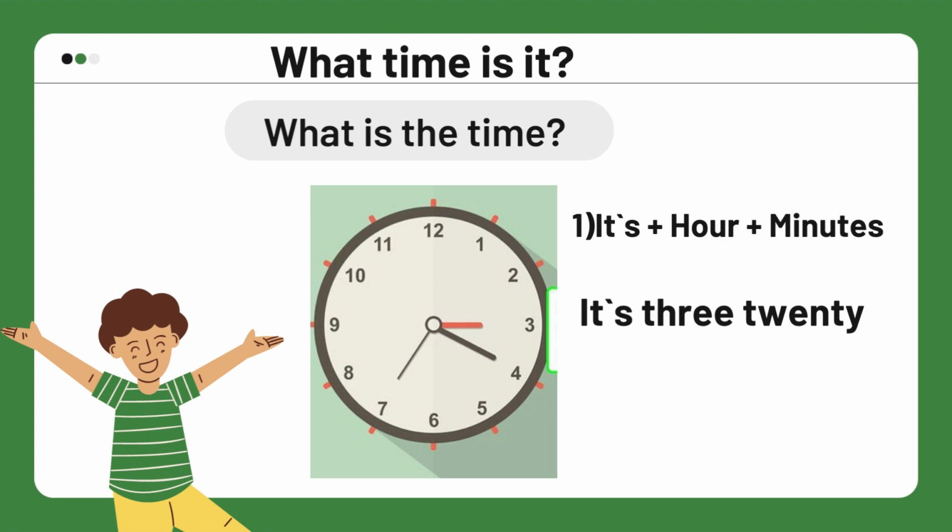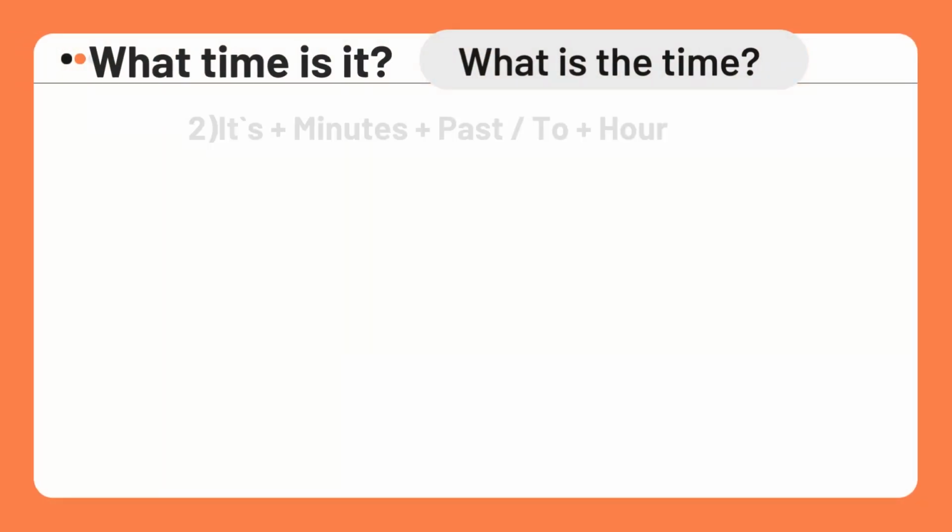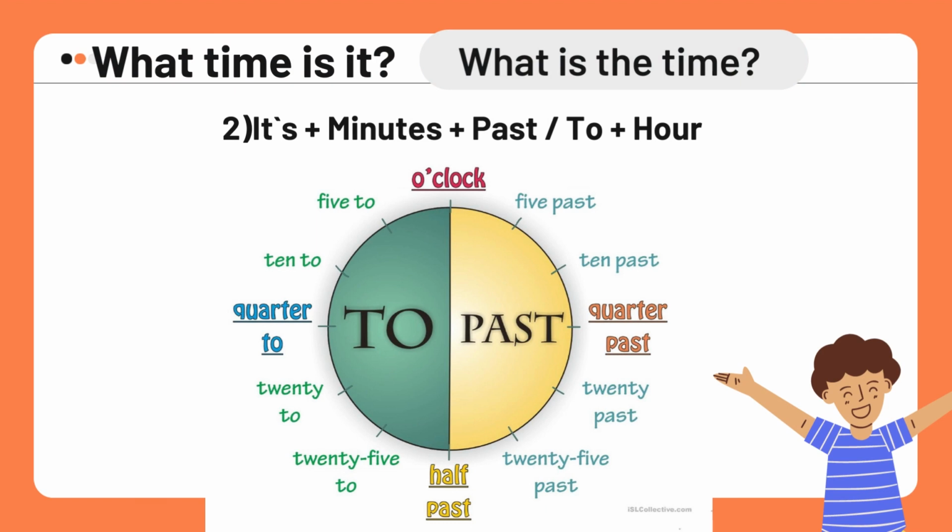The first one and its structure is it plus hour plus minute. As we can see in the clock, it's 3:20. The second option is it plus minute plus past or to plus hour. As you can see in the picture, there is a clock divided in two parts. The first one says past and the other to.